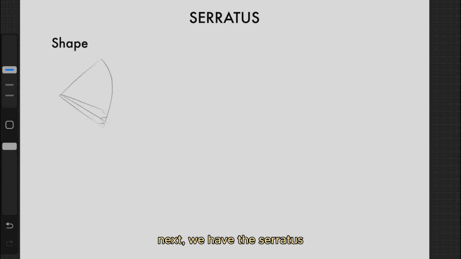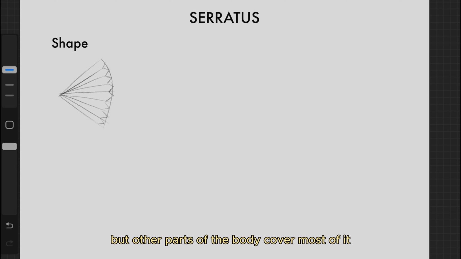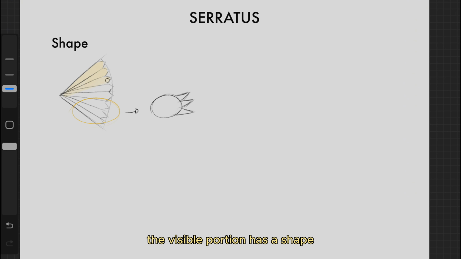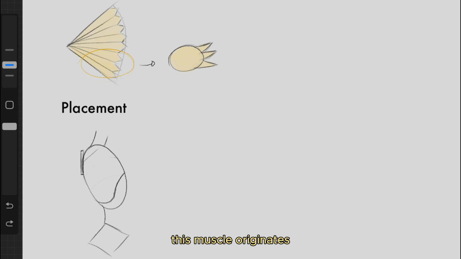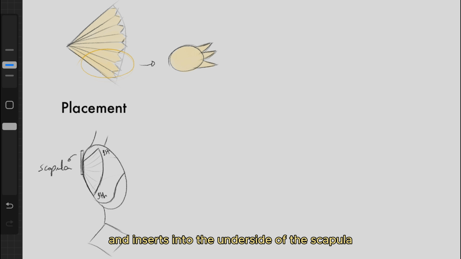Next, we have the serratus. It has the shape of a fan, but other parts of the body cover most of it. The visible portion has a shape that resembles a bear claw. This muscle originates from the surface of the first 9 ribs and inserts into the underside of the scapula.